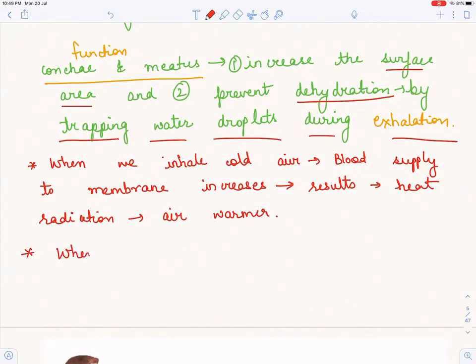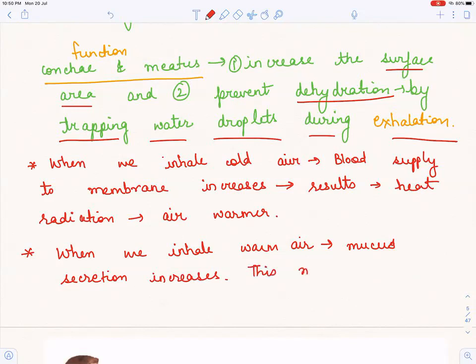And what happens when we inhale warm air? The mucus secretion increases. And this mucus evaporates, and in physics, or in chemistry, we have learned that evaporation causes cooling. So when this mucus evaporates, what is the effect? Cooling. Okay, just these two things I wanted to tell you. Hope you have understood this.